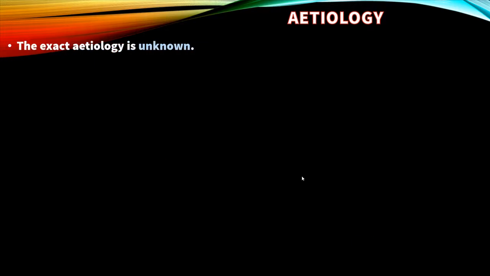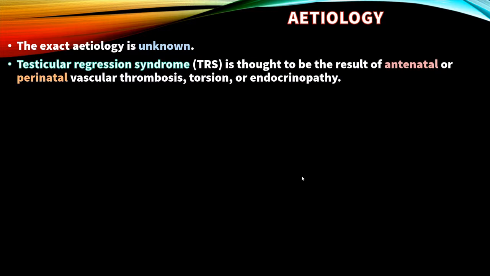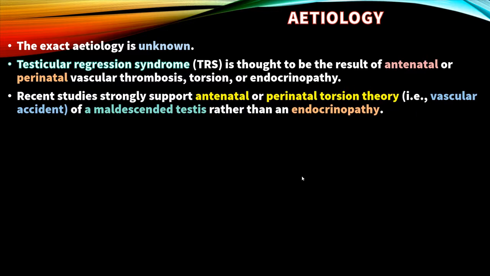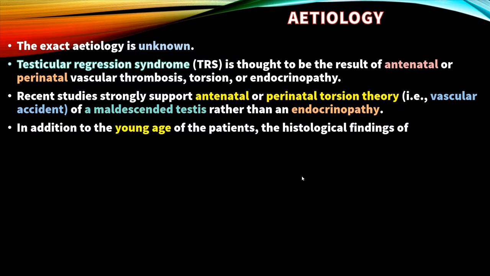Etiology. The exact etiology is unknown. Testicular regression syndrome is thought to be the result of antenatal or perinatal vascular thrombosis, torsion, or endocrinopathy. Recent studies strongly support antenatal or perinatal torsion theory, a vascular accident of a mal-descended testis, rather than an endocrinopathy.